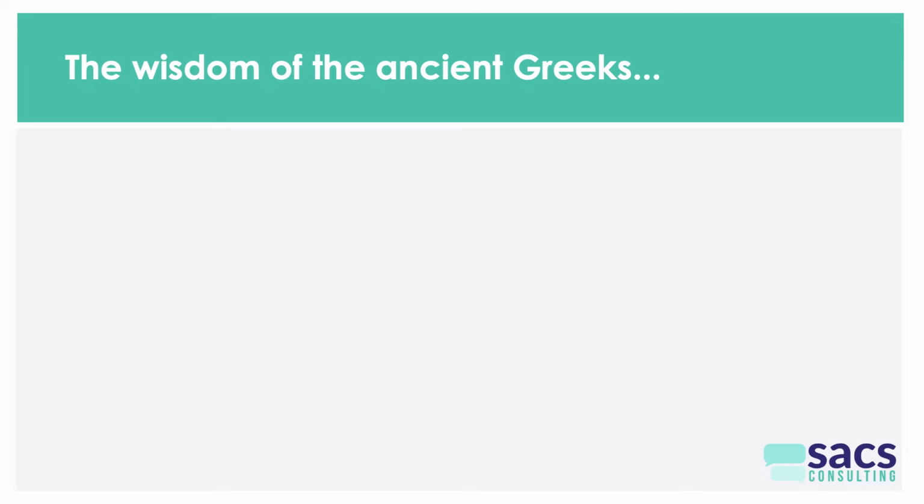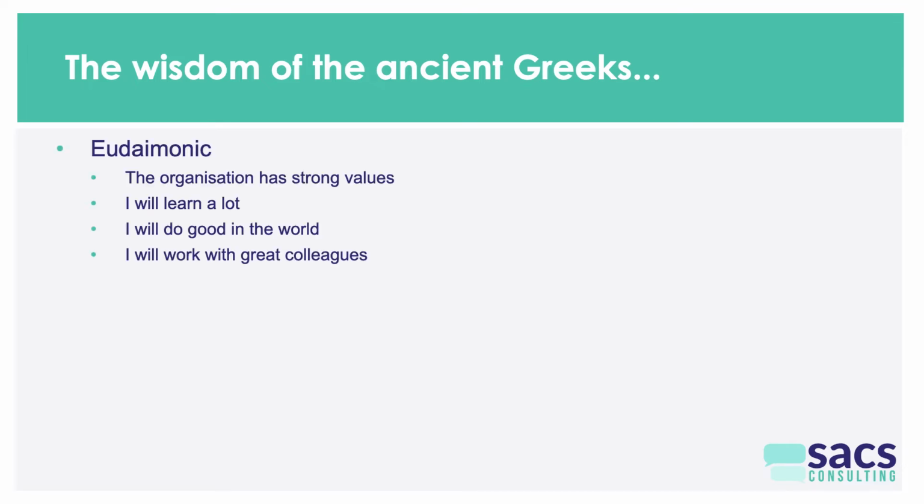The second form of benefit is hedonic. Hedonic is pleasant things. So hedonic happiness in the views of the ancient Greeks would be things like I spend time with friends, I spend time with family, I do activities I like, I socialise, I drink wine, I have pleasurable experiences.